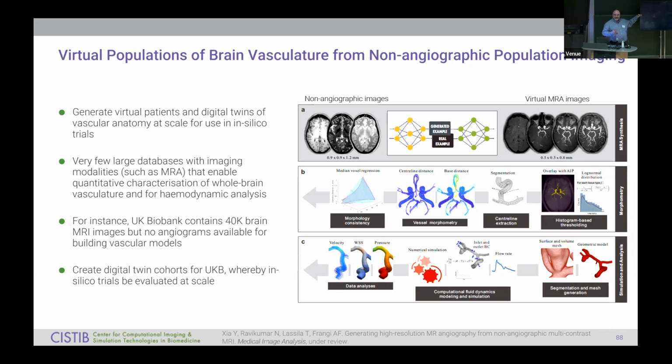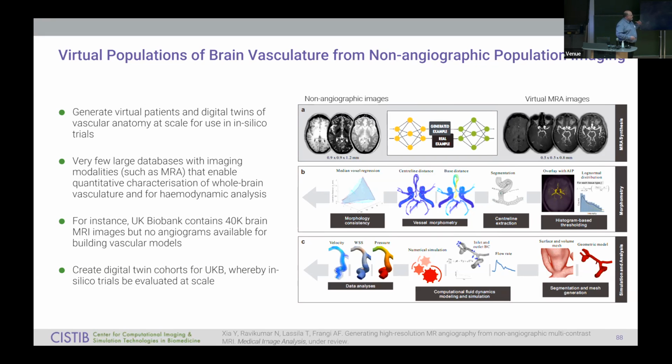So another problem, UK Biobank doesn't bring you brain vasculature. It has brain imaging. It has T1, T2, proton density, it has a number of those, but it doesn't have MRA. So if you want to use, say, the 40,000 or 50,000 subjects that are now from UK Biobank to create vascular trees, to do in silico trials at that scale, you need to do something.